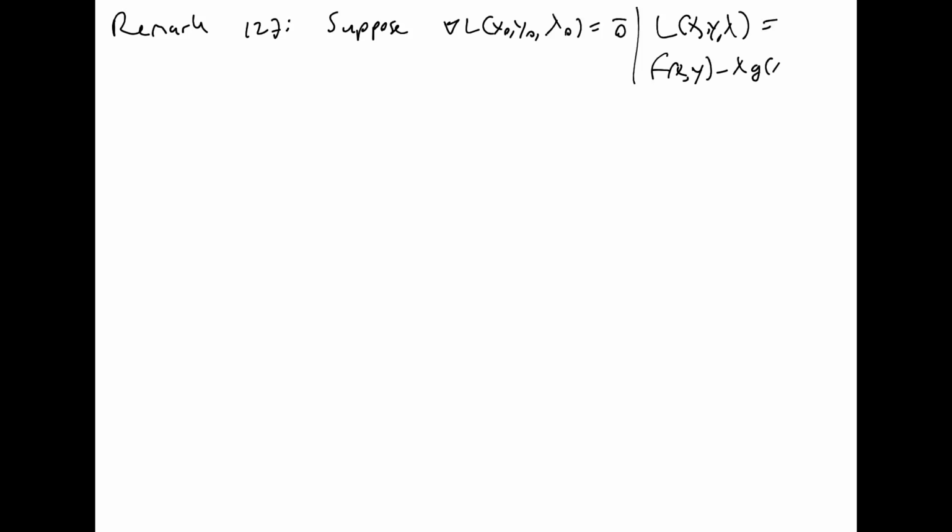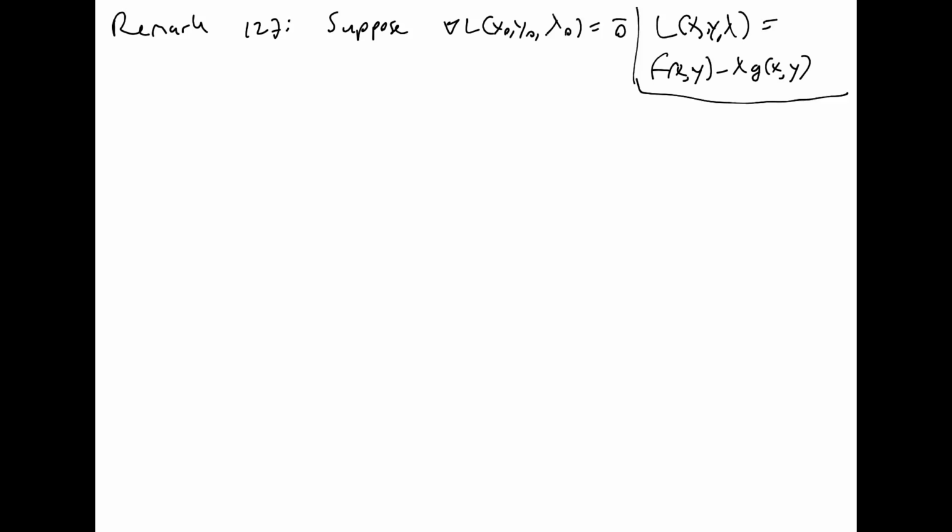So suppose we have such a critical point. So the gradient of the Lagrangian is equal to the zero vector, right? That's what it means to be a critical point of the Lagrangian. Let me write the Lagrangian also here. So L(x, y, lambda) is equal to f minus lambda g. So that is the Lagrangian.